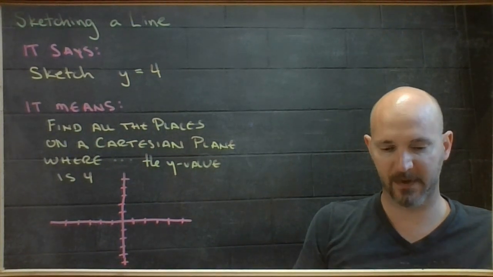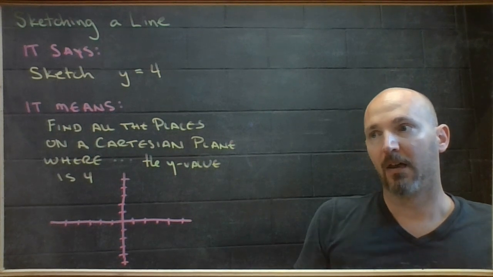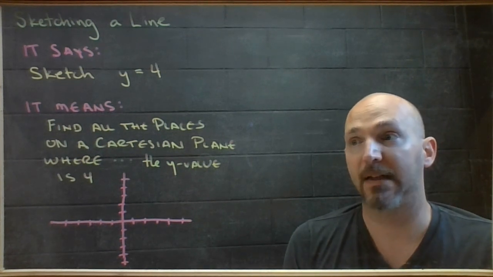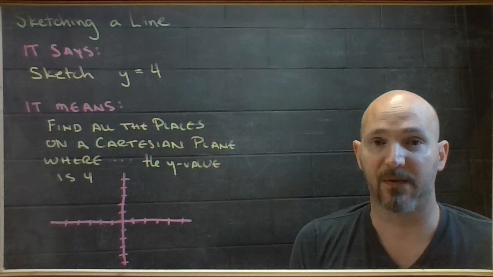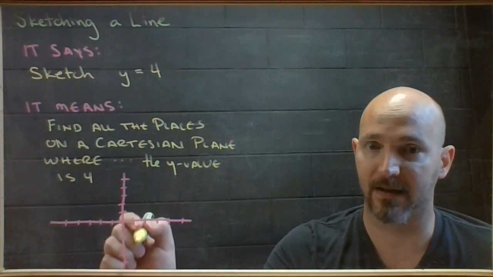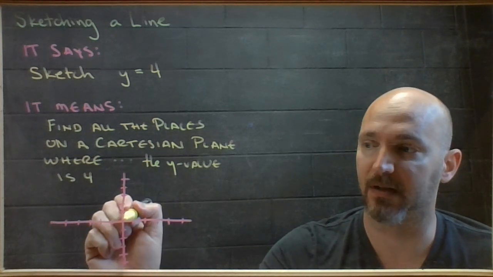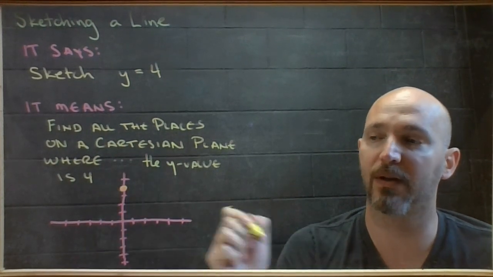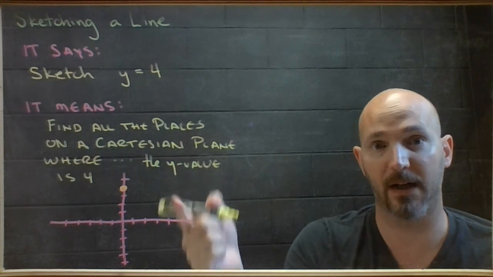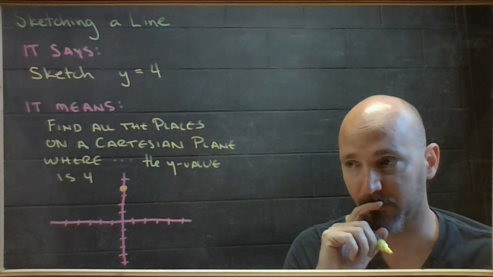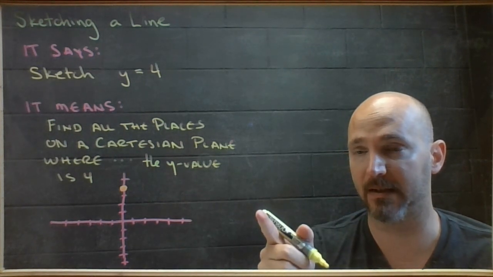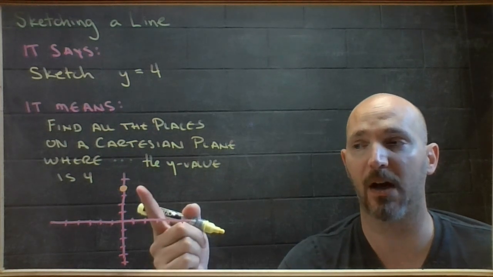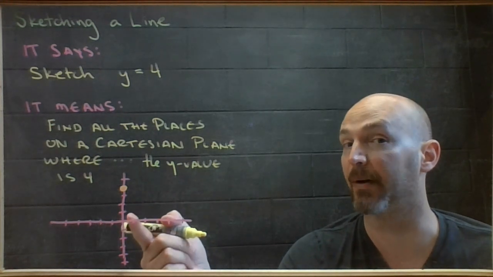Okay, so I want to find all the places where the y value is 4. So this is the y-axis here. So I'm just going to count up to it. 1, 2, 3, 4. That place has a coordinate of 4 in the y direction. Now, that's not the only place. That's the place where the y is 4 and the x is 0.